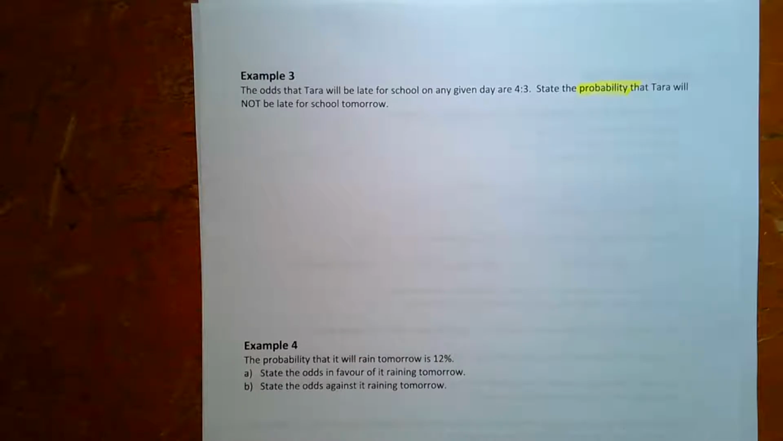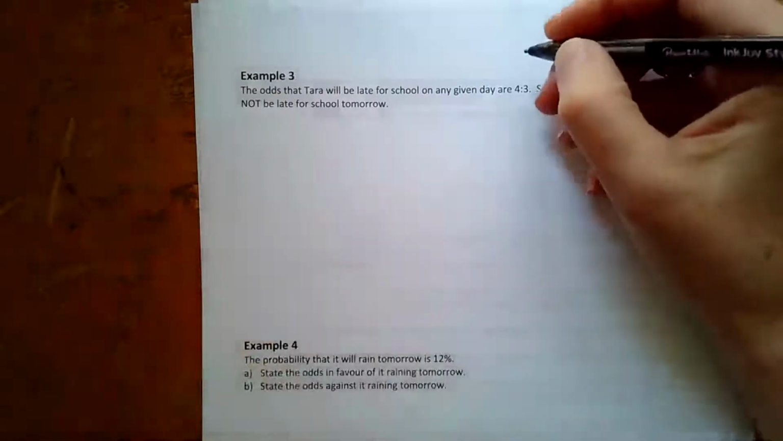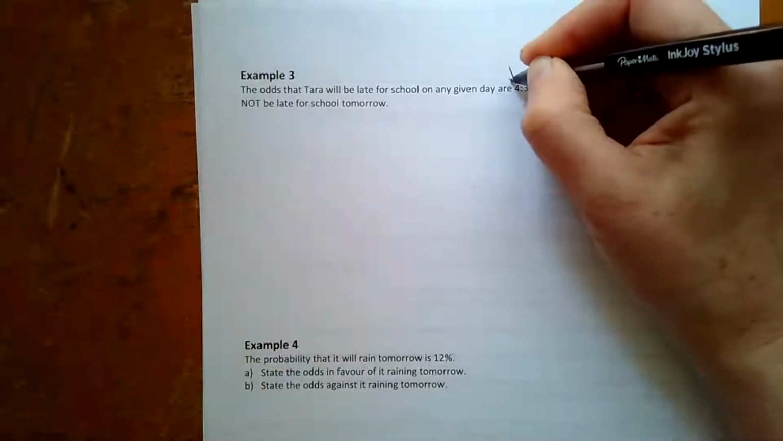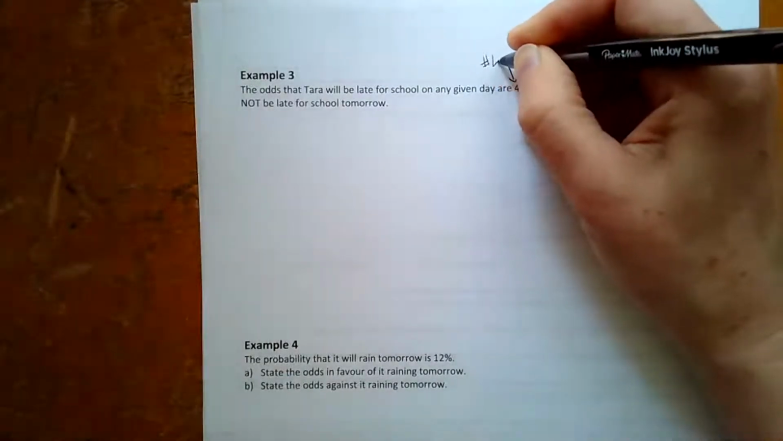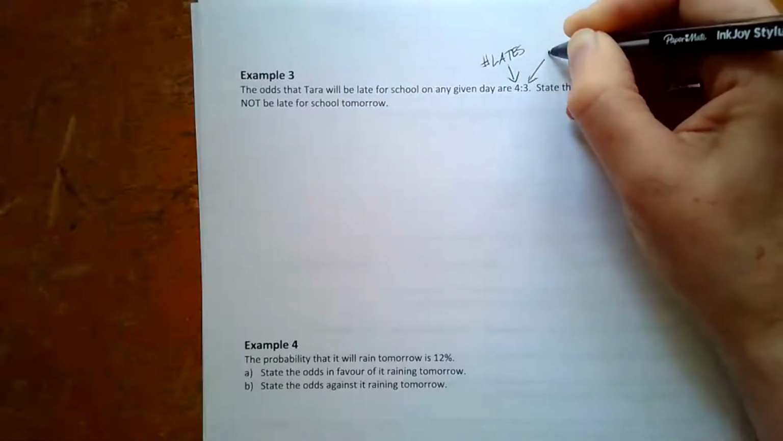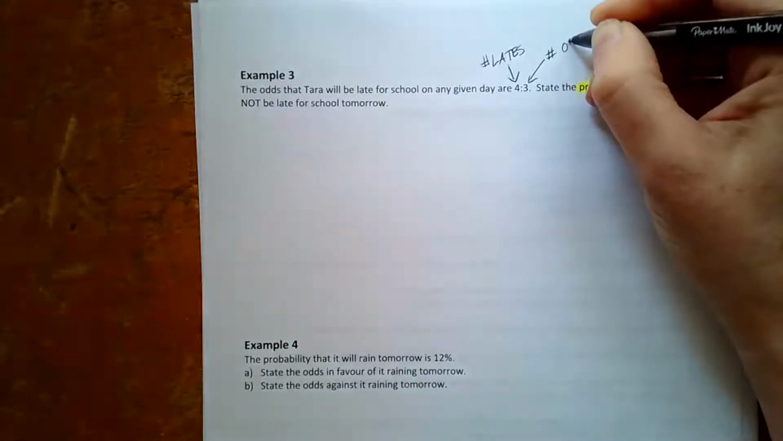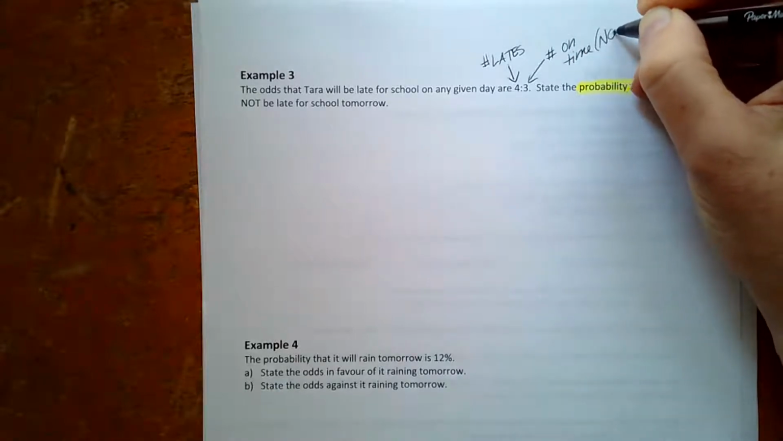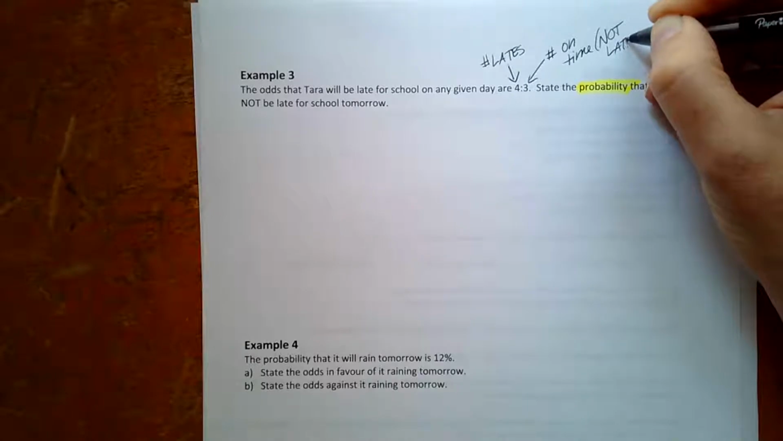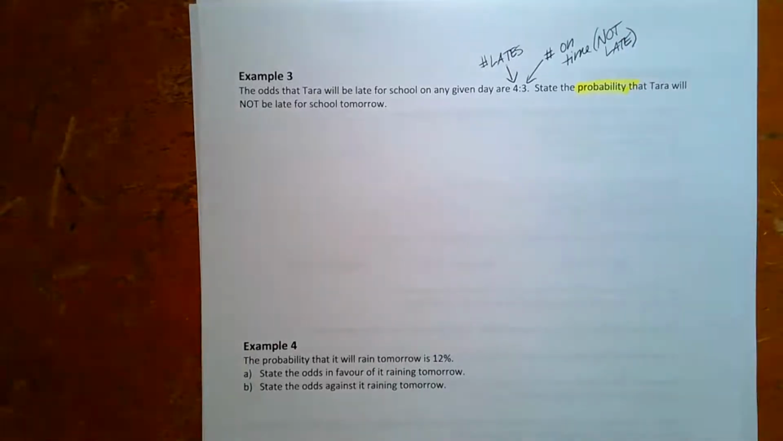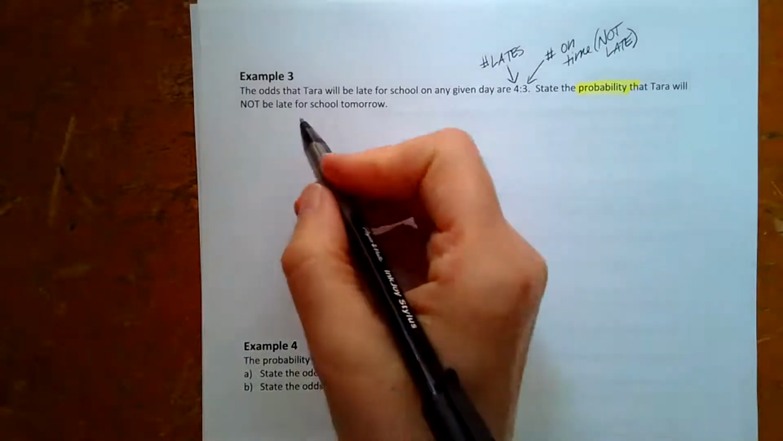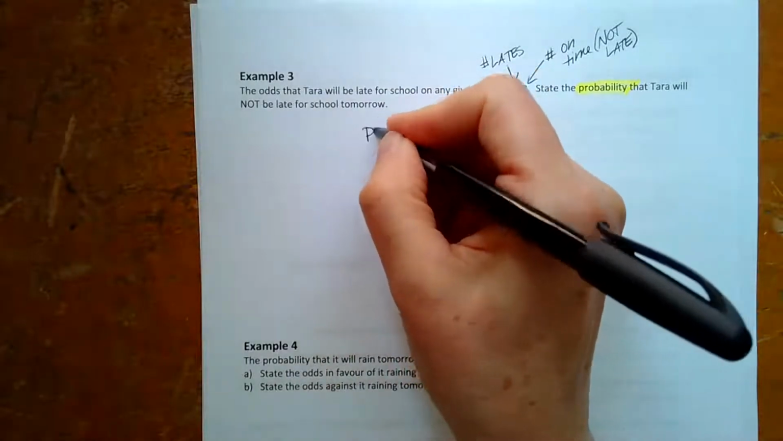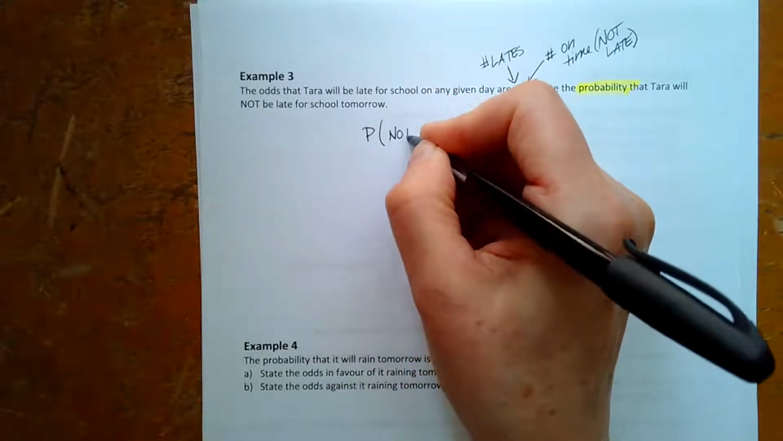The odds that she'll be late for school on any given day are 4 to 3. The odds she will be late. So this is the number of lates, and the opposite of lates is on time. This is the number on time, or I should say not late. Okay. State the probability she will not be late. Okay, so the probability of not late.